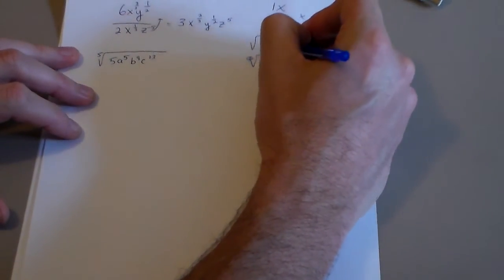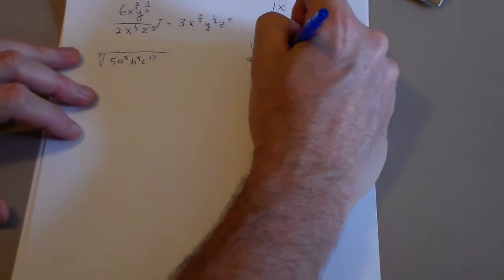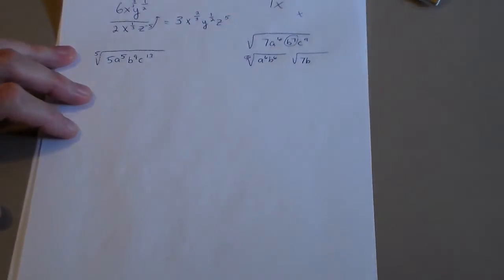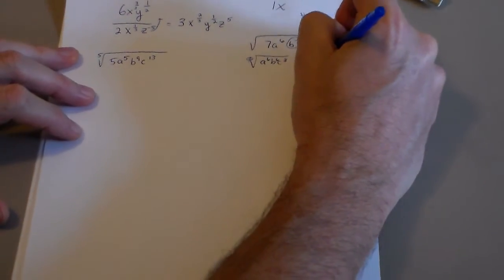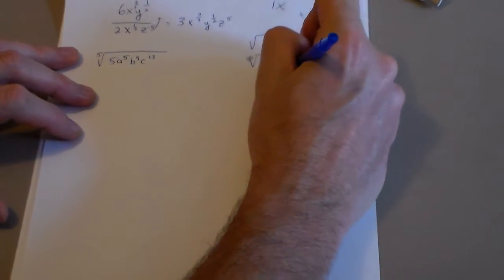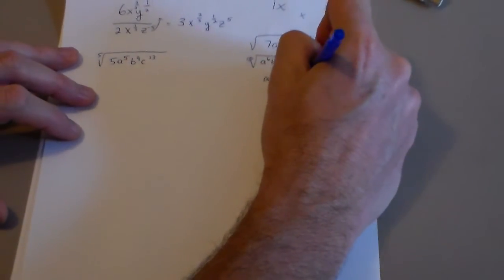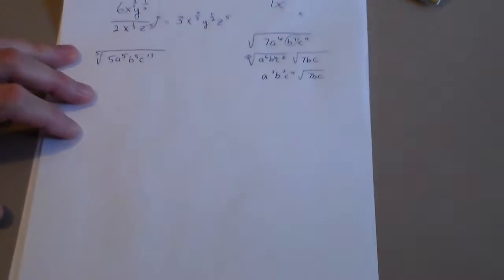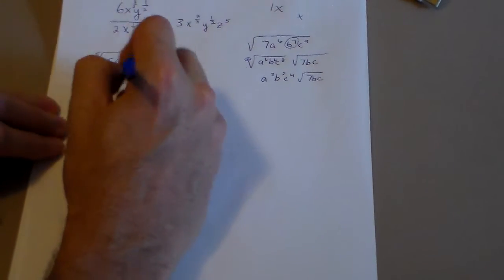Now, is b to the 7th a perfect square? No. But b to the 6th is. And then I have to put a leftover b over there. c to the 9th, is that a perfect square? No. But c to the 8th is. Then we take the square root of a to the 6th is a cubed, the square root of b to the 6th is b cubed, and the square root of c to the 8th is c to the 4th, times the square root of 7bc.